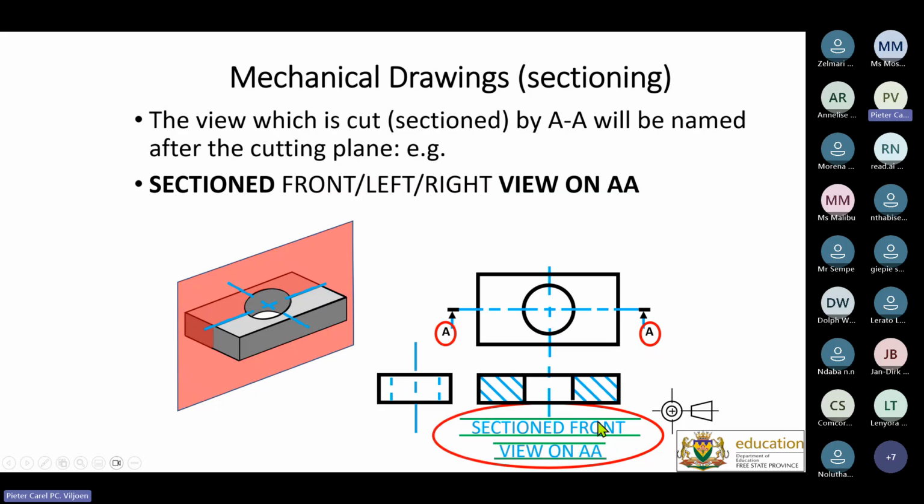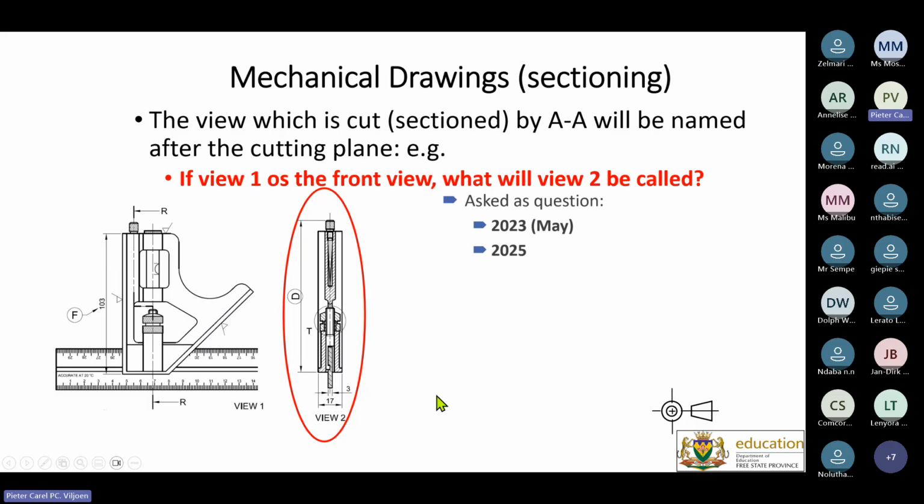Okay, and then this view, like I said, is called the sectional or sectioned front view on AA. It's been sectioned. It's not the front view. How many times does it happen that the examiner asks to name view 1, and then the learners write down front view. It's wrong. It's the sectioned front view or the sectioned right or left or top view. Okay, if view 1 is the front view, what will view 2 be called? In other words, if this is view 1, that is the front view, it will be seen from the side, it's on that side. So therefore, it's the right view. Yes, I agree with you. But it has been sectioned over here. It's sectioned on those areas. So now it's not the right view anymore. It's a sectioned right view. So please make sure that you teach the learners the correct way of doing these things.